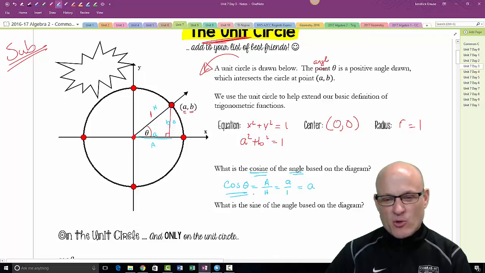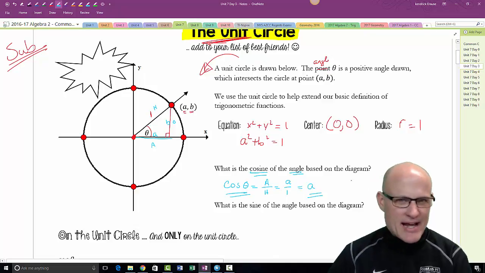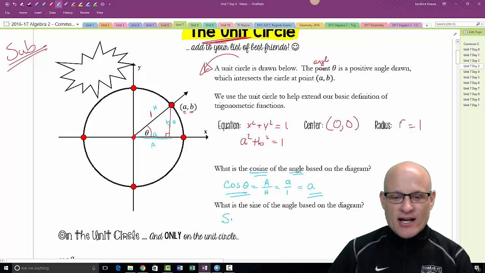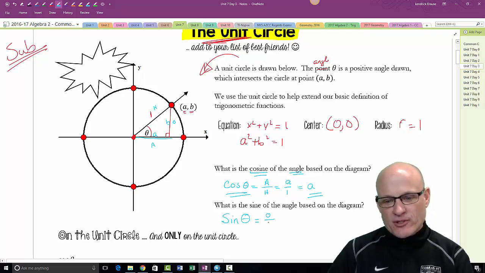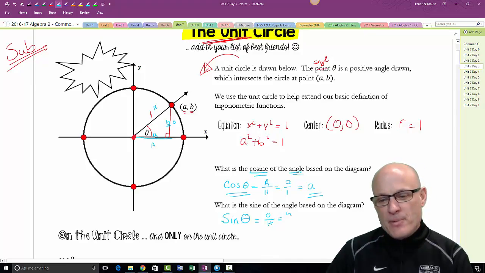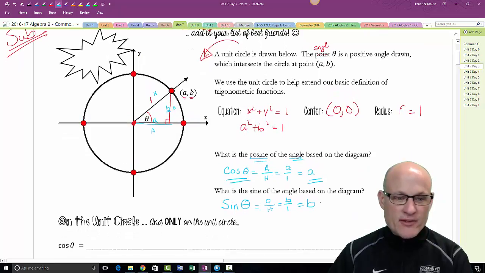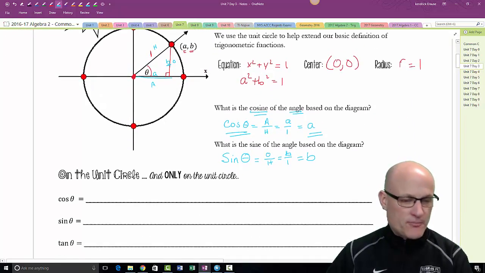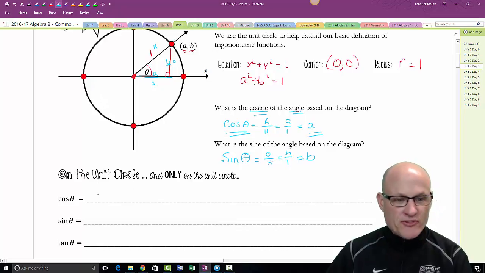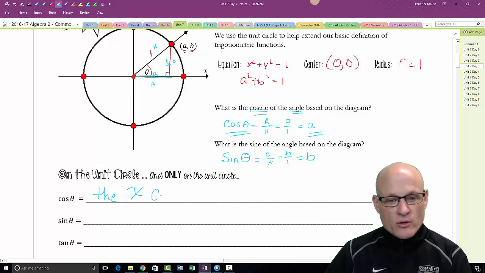Now that's going to become important, and it goes with something I talked about in my last video, and we'll see it again here. What is the sine of the angle? Let's see. Sine of theta is equal to opposite over hypotenuse, and my opposite in this case is b, so that would be b over 1, or just b. Now, if you remember correctly from yesterday, and this only works on the unit circle, the cosine is equal to the x coordinate.